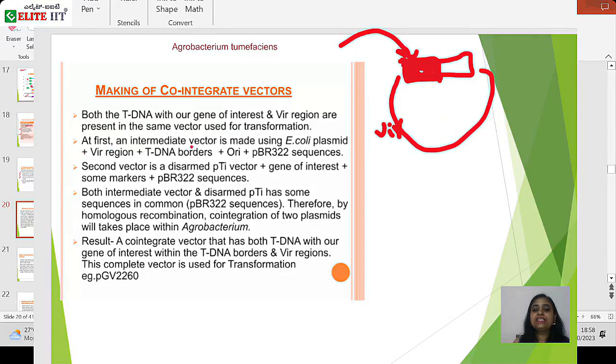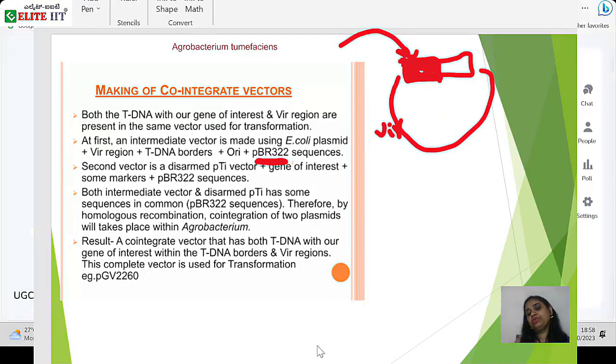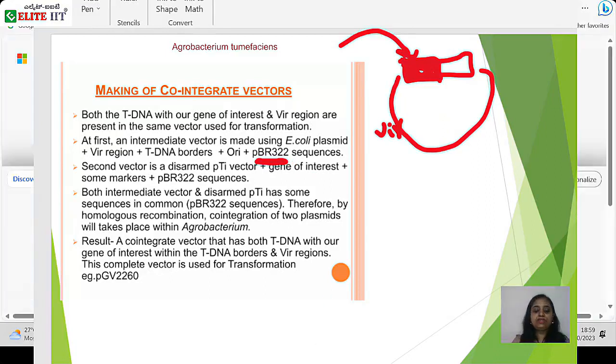At first, an intermediate vector is made. So initially, one intermediate vector is made using an E. coli plasmid. Okay, so initially the E. coli plasmid is taken. Now, in that case, the vir region is added, plus tDNA border added, and then origin of replication added, and this is the plasmid sequence. Okay, so this is the E. coli plasmid pBR322. Just a minute. What is happening here?